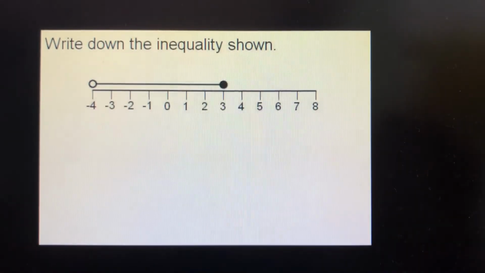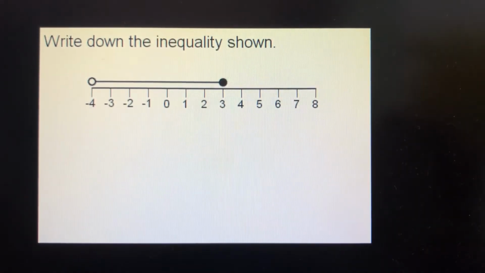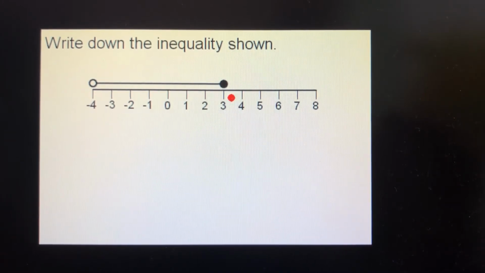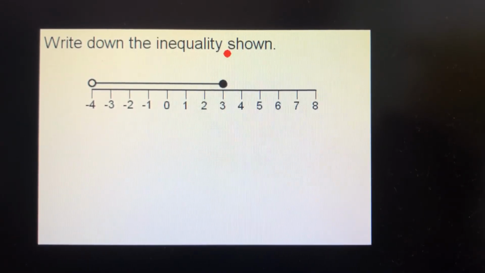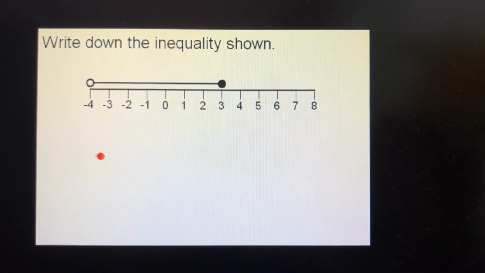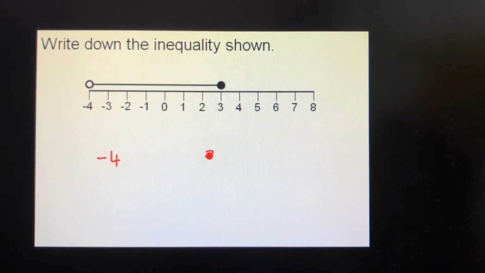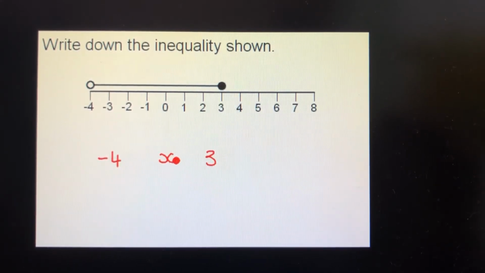Now this question is almost the opposite of what we've just done. We're given a diagram and we're asked to write down the inequality shown. I can see that x is in between -4 and 3, so I'm going to start by writing -4 and 3 with x in between them.